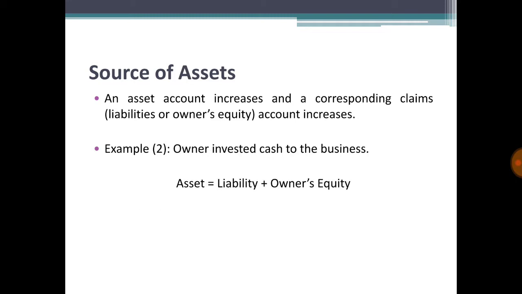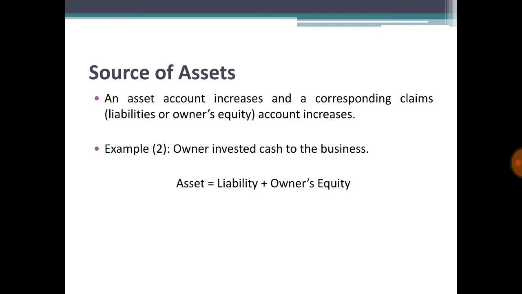Another example is that the owner invested cash to the business. So again, let us check what are the accounts affected by this example. First, of course, the owner invested cash, so there is cash involved. And since this is an investment by the owner to the business, this is tantamount to the owner's capital. So we already have the two accounts affected, that is the cash and the capital.